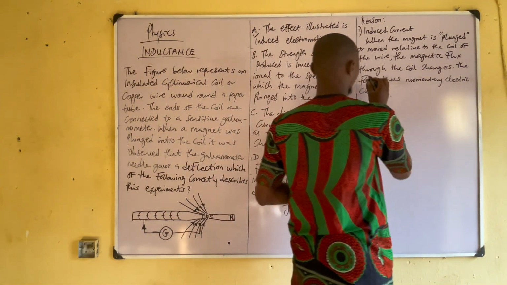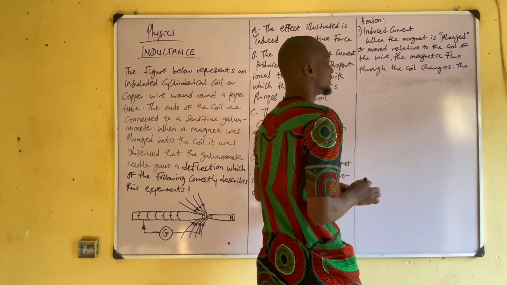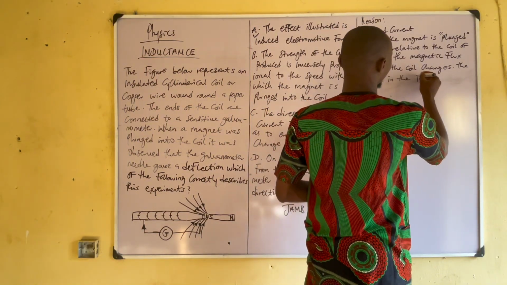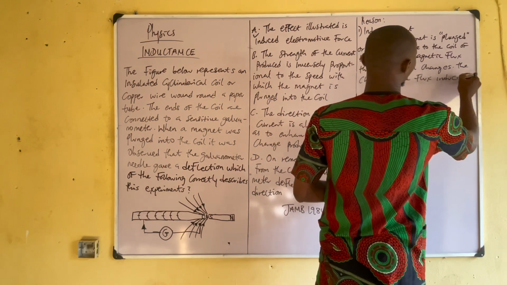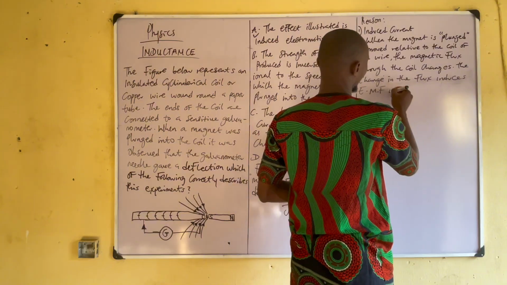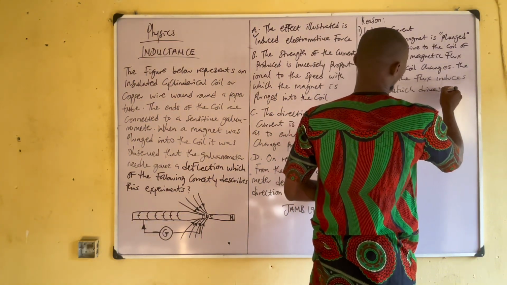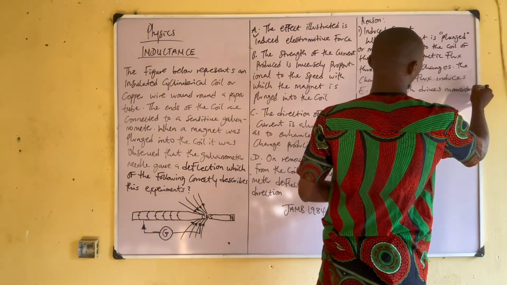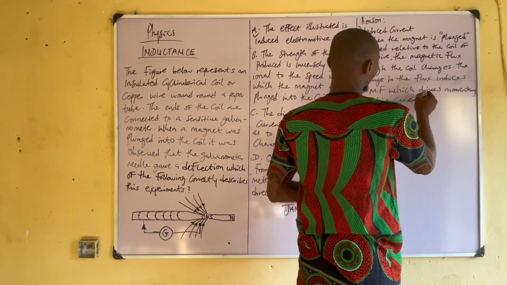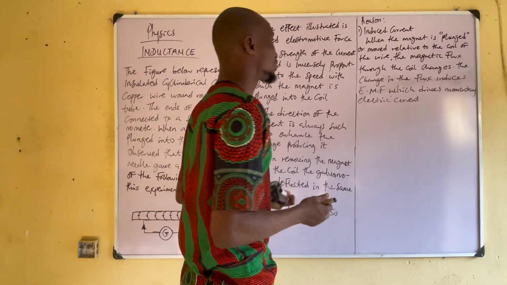But then make it in a way you understand. Let me say the change in the flux induces EMF, which drives momentary electric current. This one is more understandable. Do you understand?